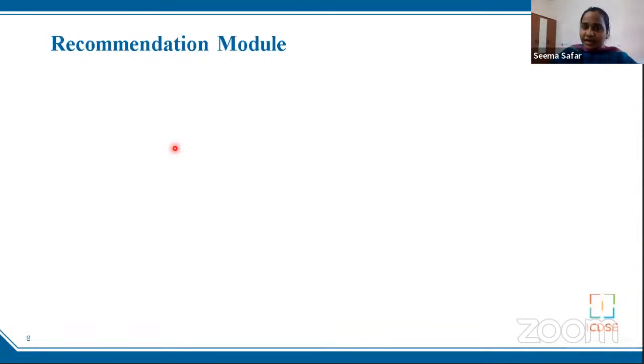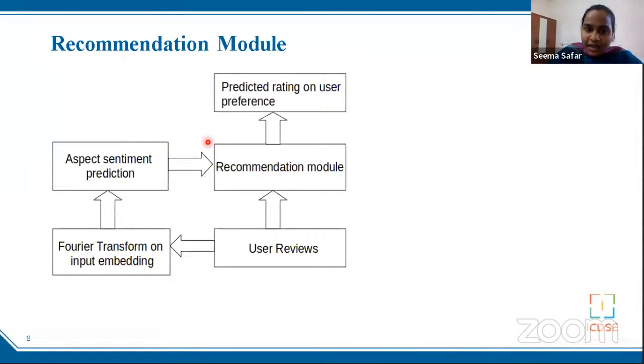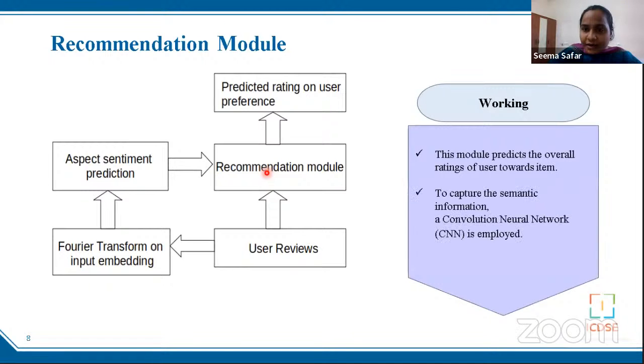Now, moving to the second core module, which is the recommendation module. This is work which I followed from Liu et al., 2021. It is an ACM paper, and I've cited the paper in my reference section. The recommendation module is a simple module which basically contains a convolutional neural network. The CNN is used to capture the semantic information. Apart from that, we are also using a max pooling function so that we get the key features from the reviews that we get from this part.